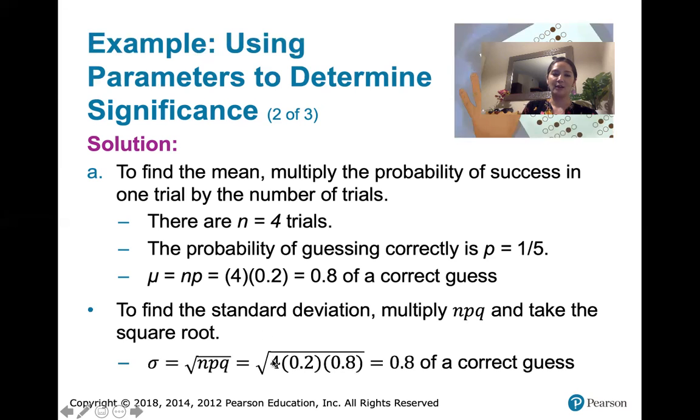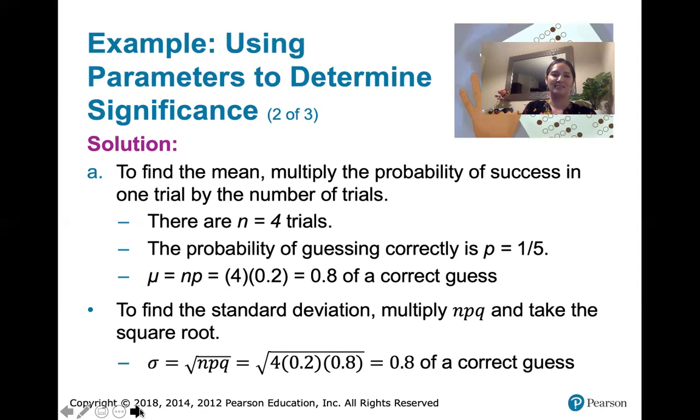So we've got 4, that's the number of questions that we're guessing on, times that 1/5, or 0.2, and times the failure probability. So if you have a 1 in 5 chance of guessing correctly, you have a 4 in 5 chance of guessing incorrectly. So you've got 4 times 0.2 times 0.8. Take the square root of all that, turns out to be 0.8 as well. That's just a coincidence. So you end up with 4/5 of a correct guess as your standard deviation.